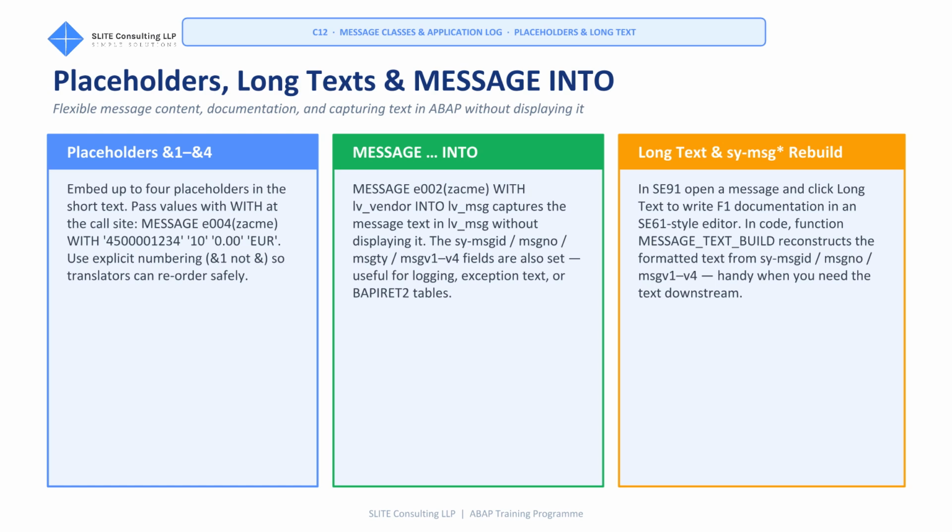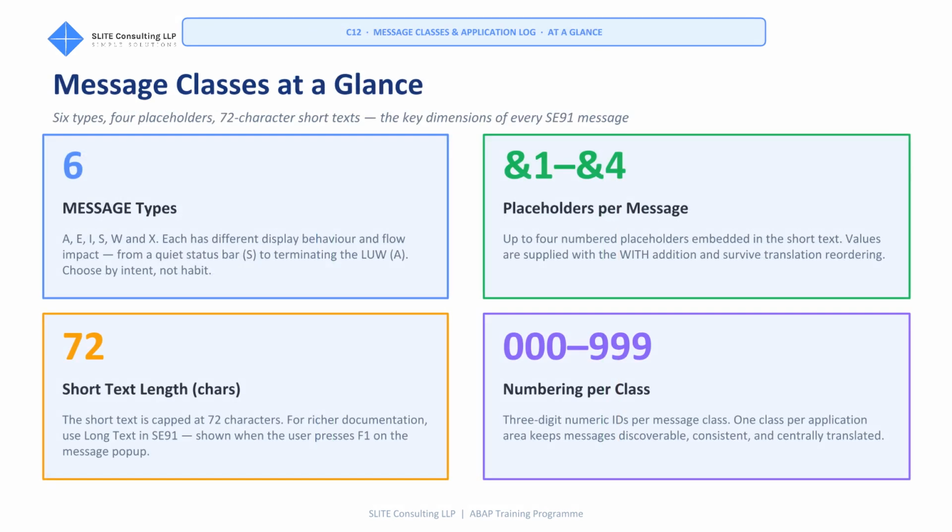Use SYMSJID and SYMIGNO to construct BAPRET2 rows or BAL log entries with full message metadata. A quick recap of the key numbers behind message classes. 6 message types: A, E, I, S, W, X, each with different display and flow behavior, so always choose the type that matches the impact on the user rather than the type you used last time.